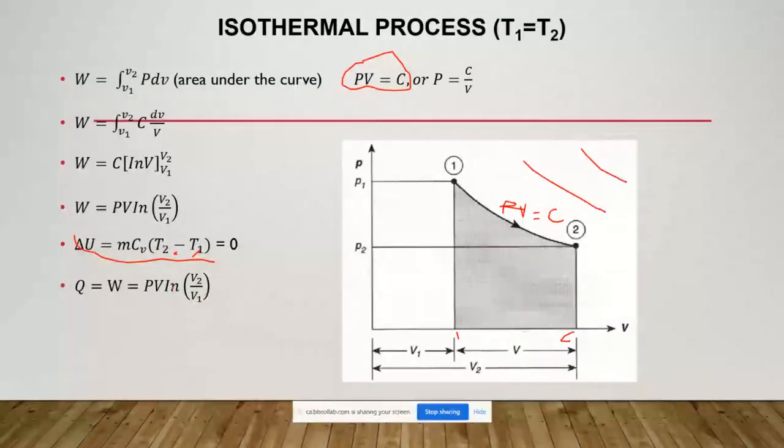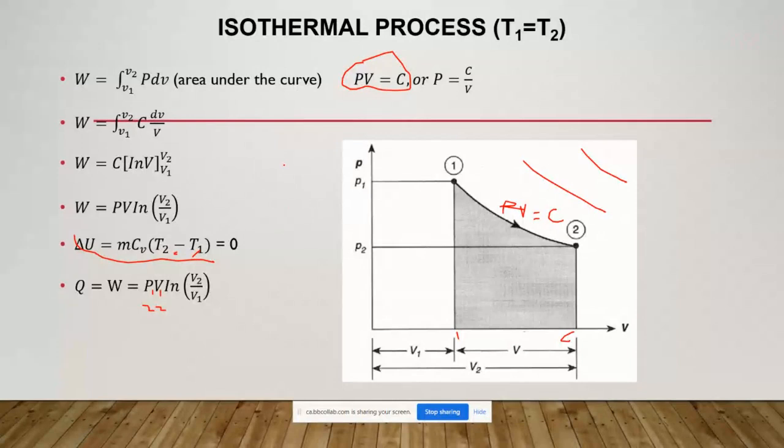The question is, which P is PV? Is it P1 V1 or P2 V2? It doesn't matter. You can either write P1 V1 or P2 V2. You are still going to get the same answer. So whether you write P1 V1 or P2 V2, ln V2 over V1, you will still get the same answer. If you don't believe that, we will prove all these things when we do calculations.